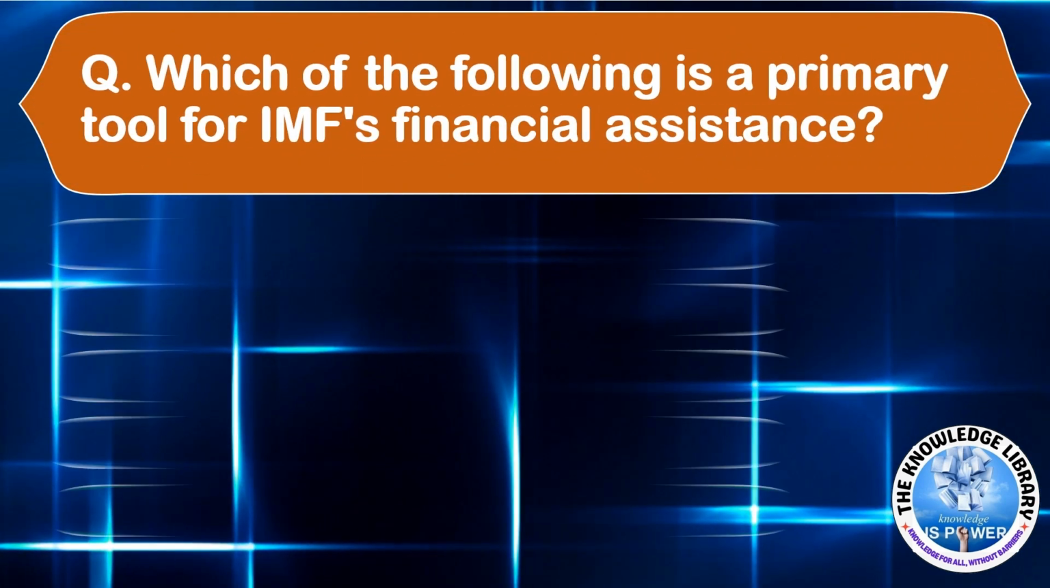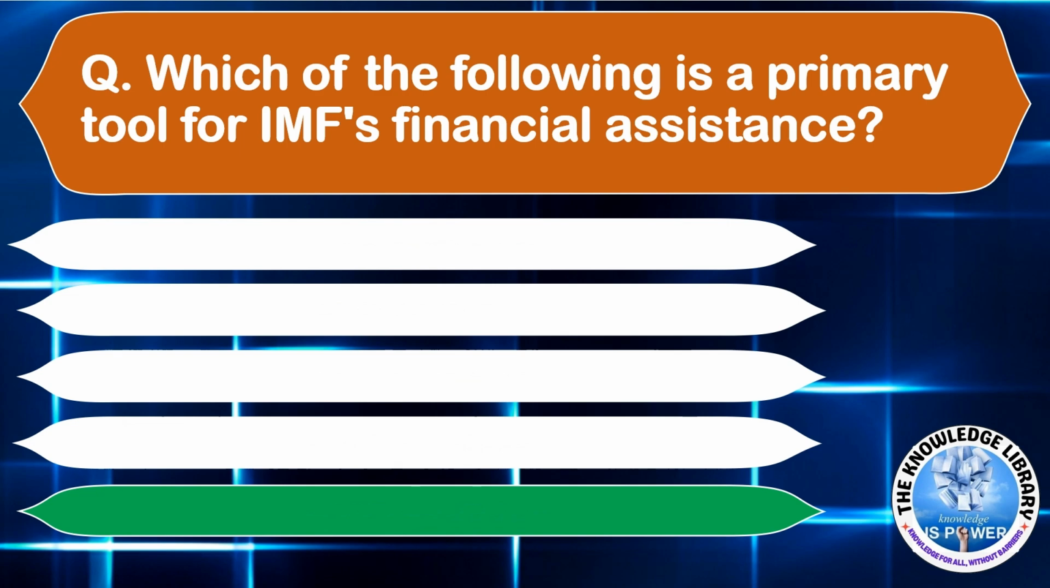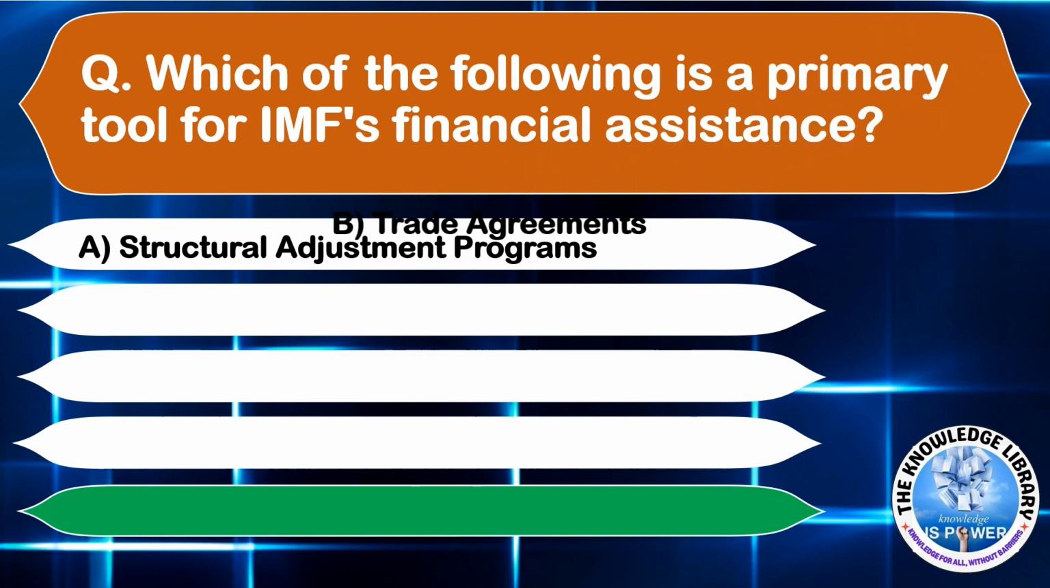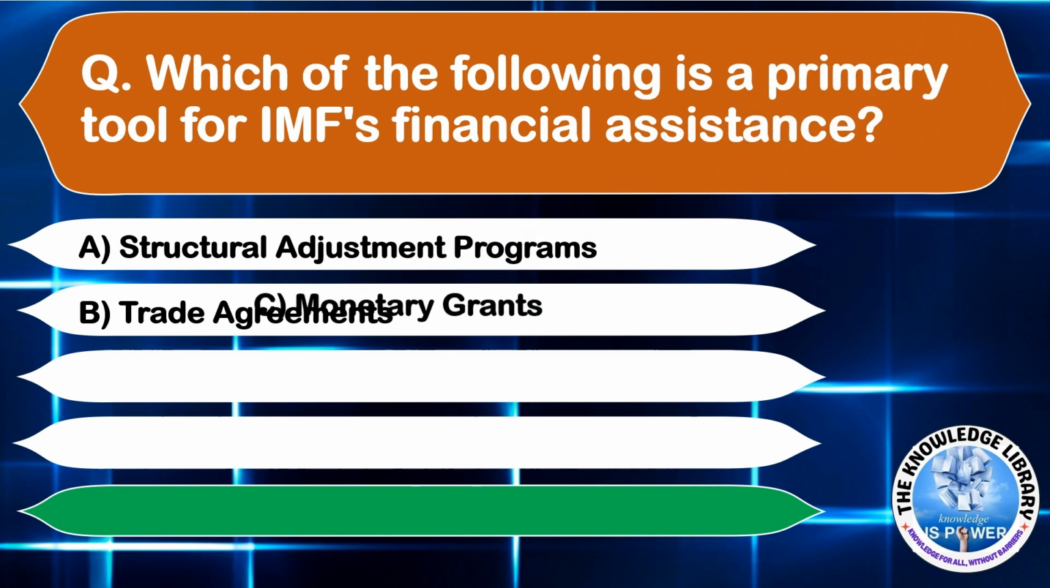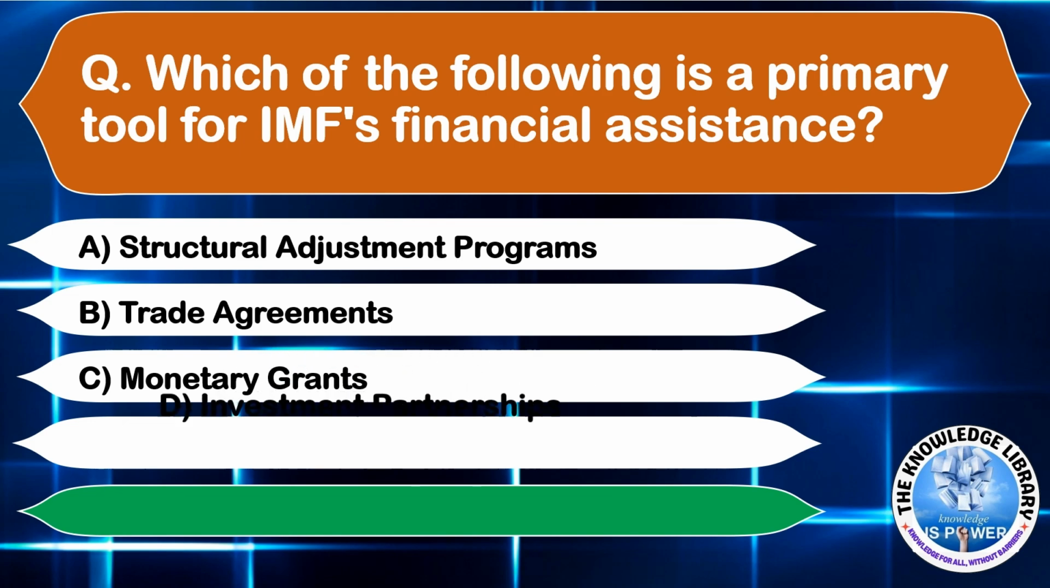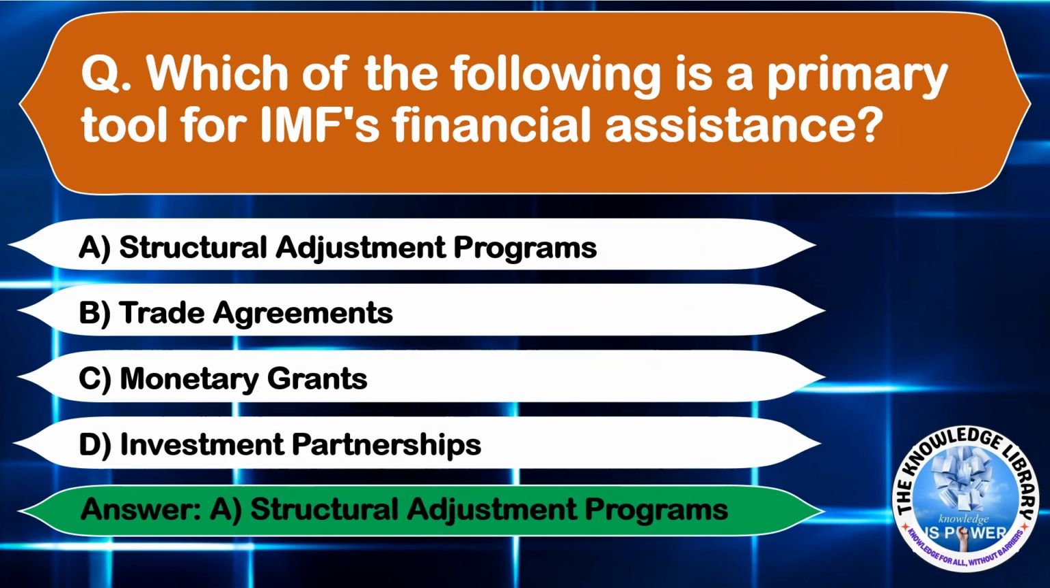Next question is, which of the following is the primary tool for IMF's financial assistance? Option A, structural adjustment programs. Option B, trade agreements. Option C, monetary grants. Option D, investment partnerships. Answer is option A, structural adjustment programs.